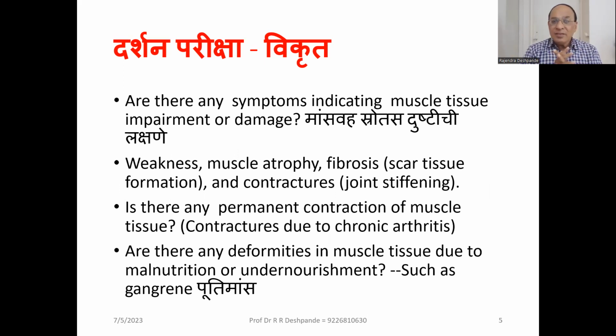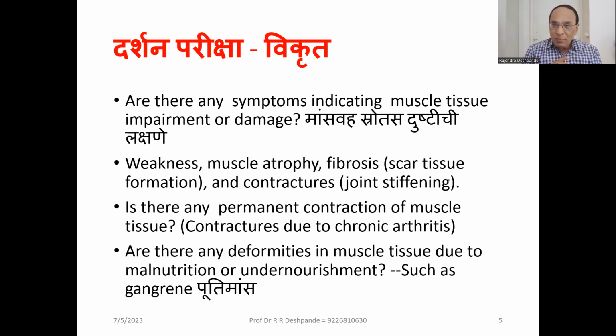Next, are there any symptoms indicating muscle tissue impairment or damage, which is called Mansavaha Srotas Dushti Lakshana in Ayurveda? For example, weakness because of the weight loss, emaciation, muscle atrophy. There may be fibrosis, scar tissue formation. There may be contractures of the muscle tendon, and joint stiffness will be there. Is there any permanent contraction of muscle tissue in the body? Contracture can occur due to chronic arthritis.